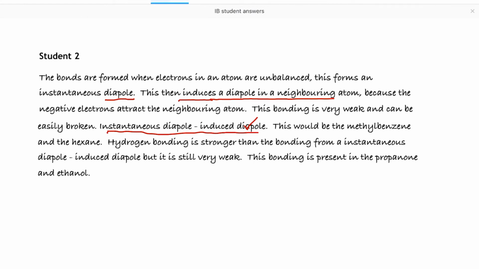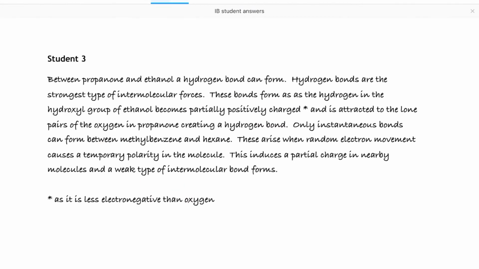Hydrogen bonding is stronger than the bonding from instantaneous dipole. Induced dipole is still very weak. This bonding is present in propanone and ethanol, so that would get a mark. So it's possible that this is worth 1 or 2 marks out of 7. Okay, so let's have a look at student answer number 3.